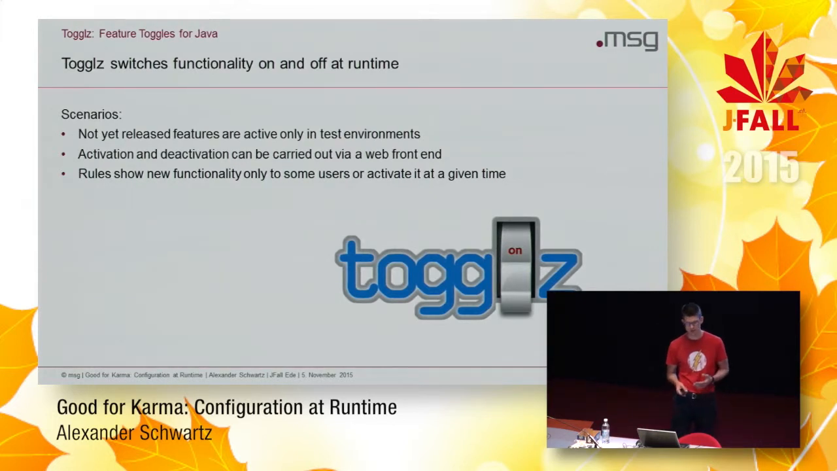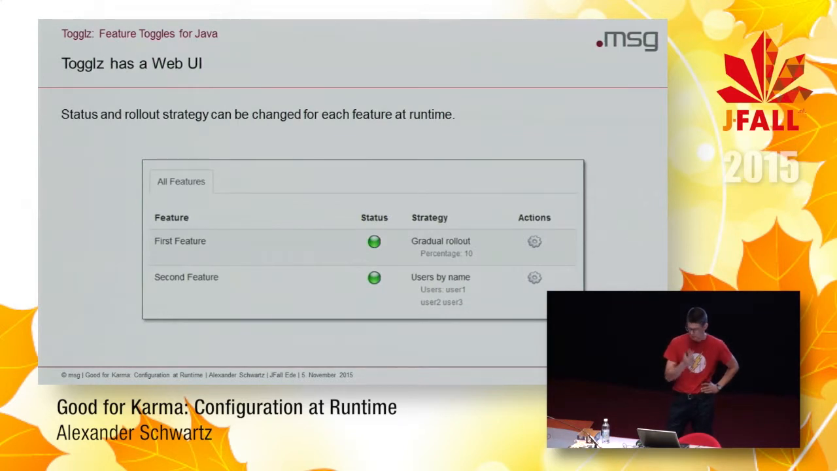The tool Togglz delivers me a web front end, we will see in a minute, where I can activate and deactivate the features at runtime. And I can also add rules to show the new functionality to some users or all users or at a given time. And this is giving me the switchboard. And it's also included in the logo of the Togglz library. So that's my switchboard.